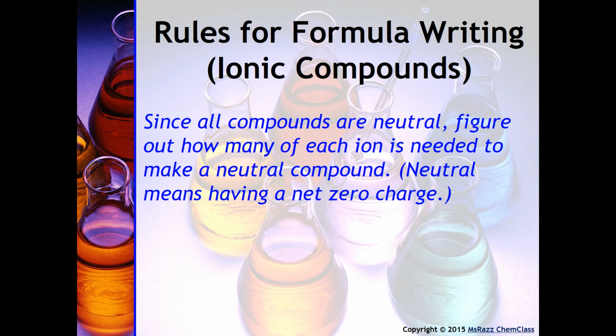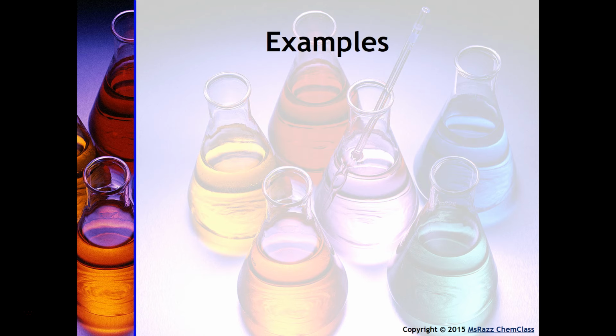Since all compounds are neutral, you need to figure out how many of each ion is needed to make a neutral compound. And recall that neutral means having a net zero charge. For example, if I wanted to make a compound between magnesium and chlorine, I would have to look up the charges of each.